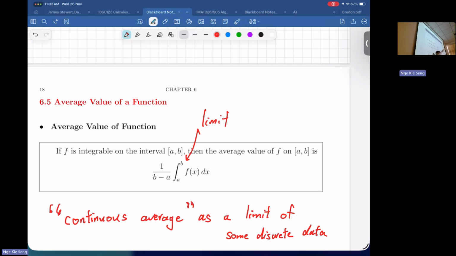Do you still remember the Riemann rectangle? A Riemann rectangle is discrete, but you need to take a lot of Riemann rectangles, so it becomes a limit, so it becomes continuous. Okay, so actually it's something like this, right? Discrete. But if you take the limit, it becomes something continuous. Okay, so this is the continuous case of average.